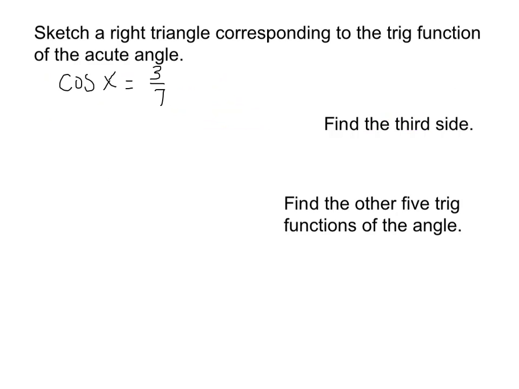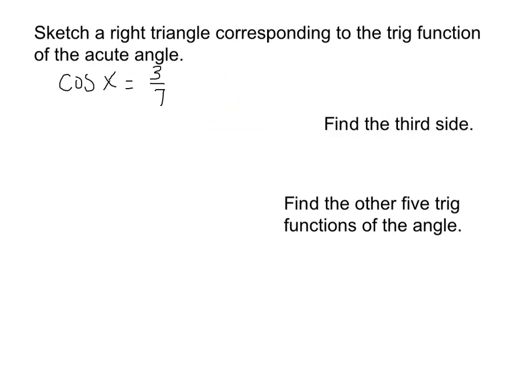All right, here's the first example. Now, in the book, it's probably going to say all three of these directions. It's going to say sketch a right triangle corresponding to the trig function, find the third side using the Pythagorean theorem, and then find the other 5 trig functions of the angle. In fact, starting with number 2 on the assignment, this is how you're going to do that problem. All right? Cosine of x, the angle, is equal to 3/7.